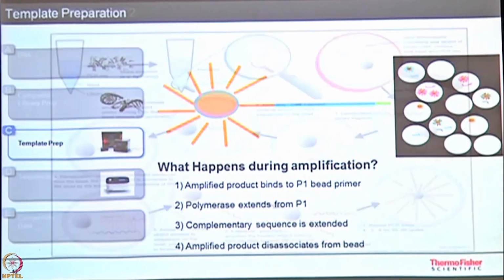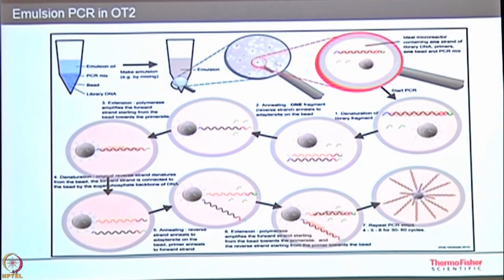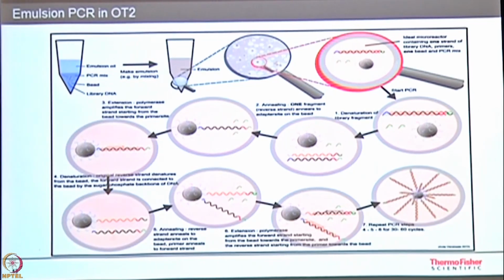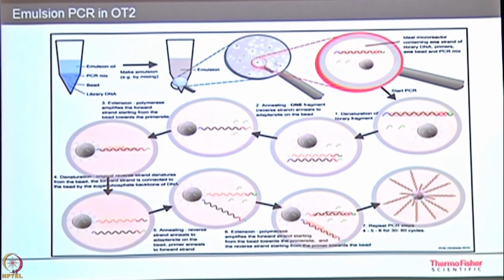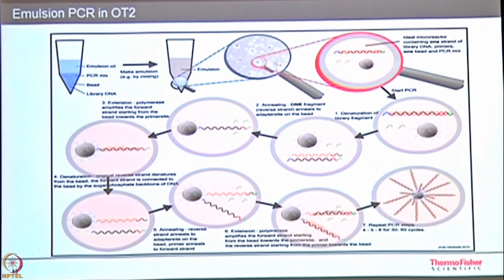If we go into the details, you have an emulsion oil, then you have a library molecule, you have some primers, this is your ion sphere. This library molecule gets denatured, it gets bound to the ion sphere, it gets extended, and again gets denatured. Now this template goes and binds to another oligo, and finally you have this one library molecule clonally amplified onto this ion sphere.